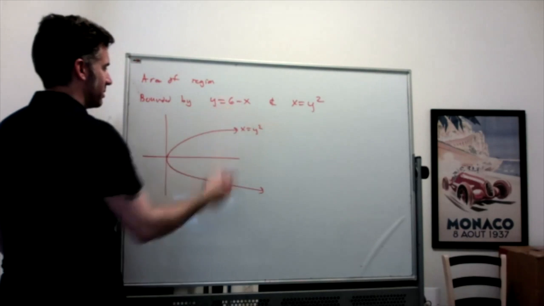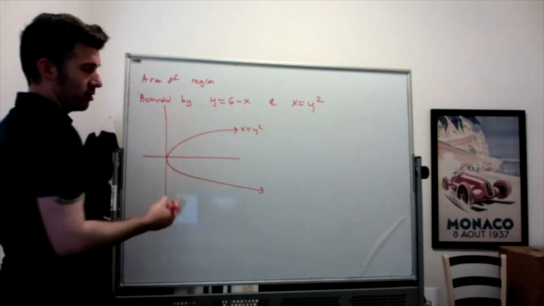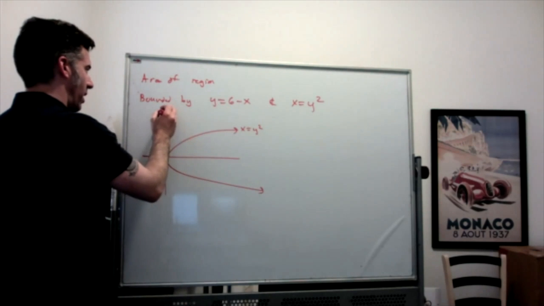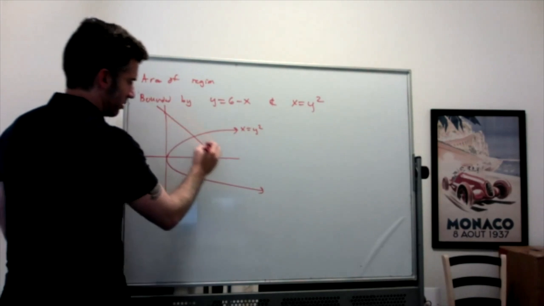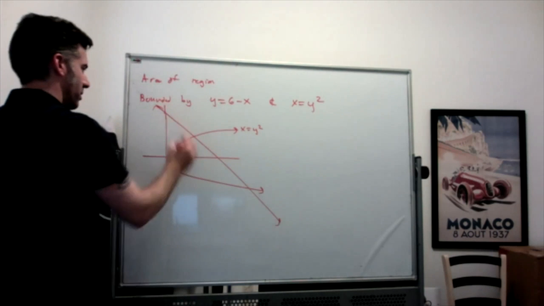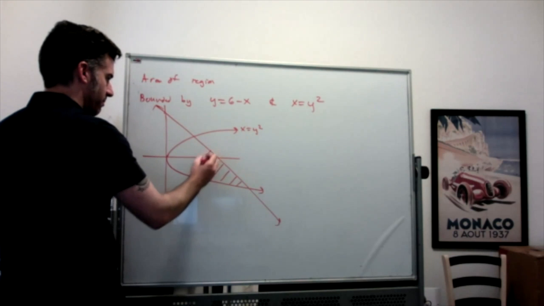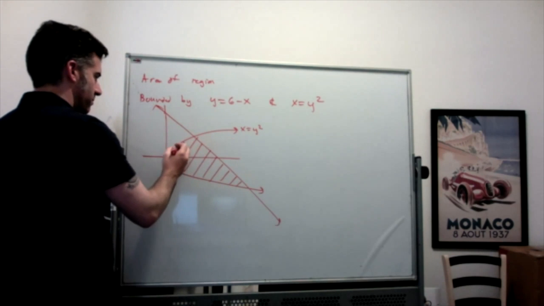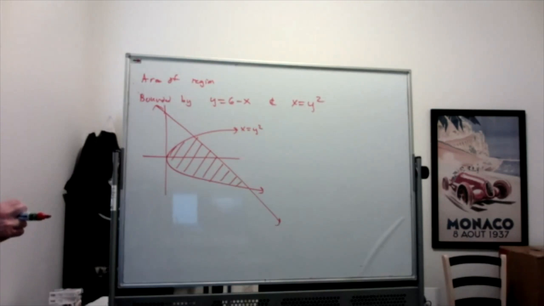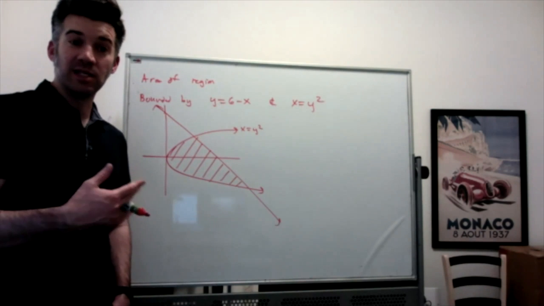And y equals 6 minus x is a line that goes down from left to right, has a y-intercept of 6 and an x-intercept of 6. So it probably looks something like that. So I'm looking at this region here. And so the question is, which way is it going to be easier to do this?